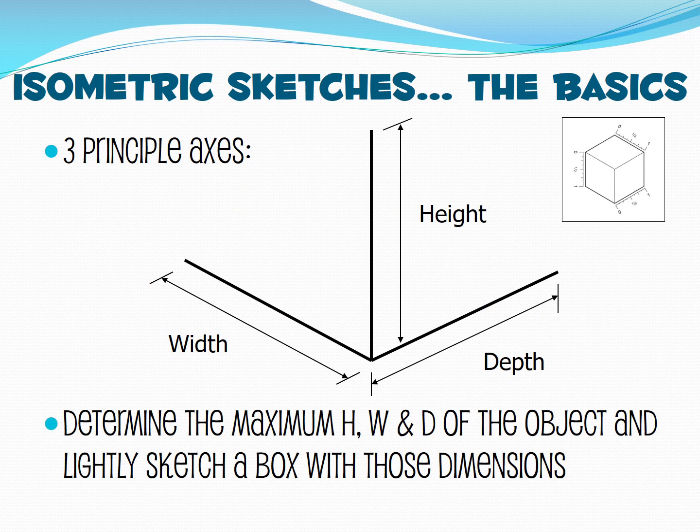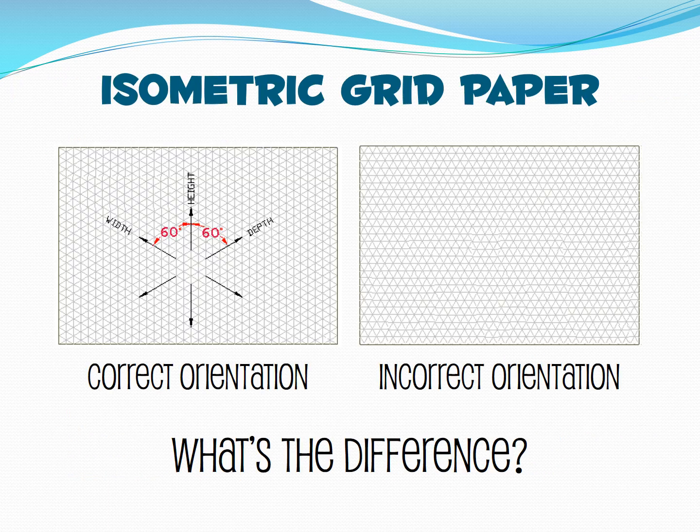Here's what I mean by that. When we're doing an isometric drawing, we're going to determine the height, width, and depth of our object, and then we're going to lightly sketch a box with those 3 dimensions. Once we lightly sketch that box, our drawing of our object will fit within that box. And we'll see an example of that in the next video.